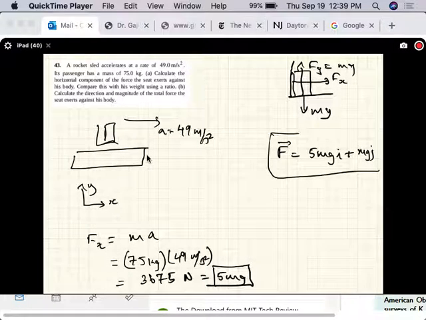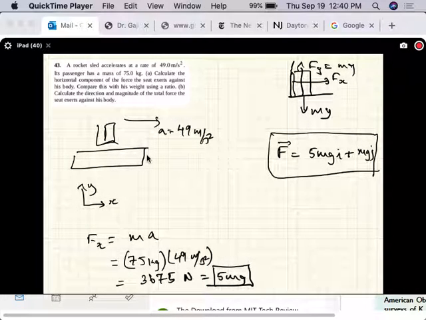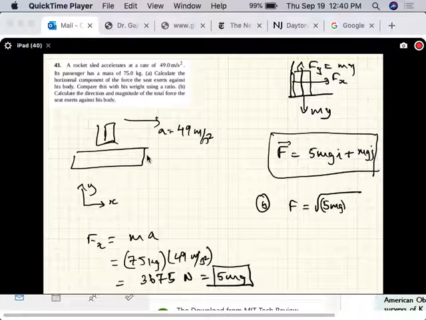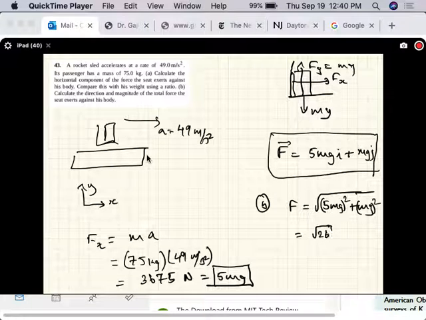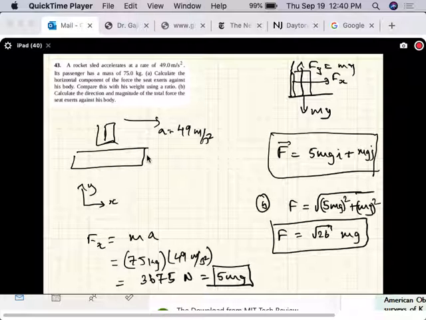So there's the net force that the seat exerts. All right. Calculate the direction and magnitude of the total force. Oh, we do need that. The magnitude of the force would be the square root of (5mg) squared plus (mg) squared. So this will be the square root of 25 plus 1, which is the square root of 26, times mg. So there's the magnitude of the force that the seat is exerting on the person.